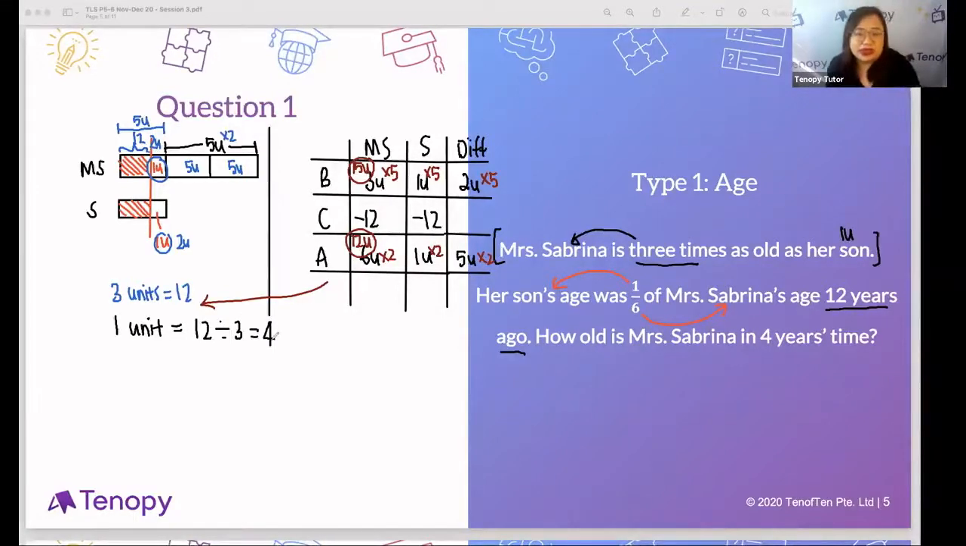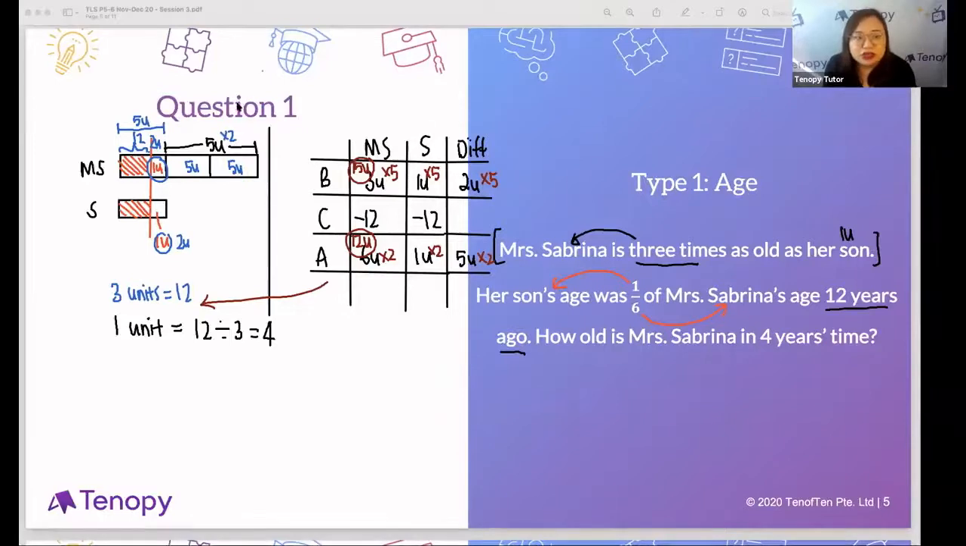Now, yes, Qihan, you want to plus 4, but I need to find the age now before I can plus 4. So I find what is my 1 unit, followed by what? To find Mrs. Sabrina's age now, how many units should I be focusing at? Should I be looking at the before or should I be looking at after? Very good. You want to focus on now, which is before.